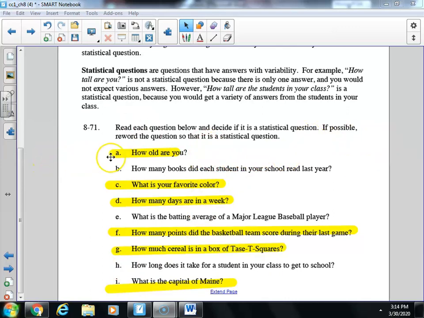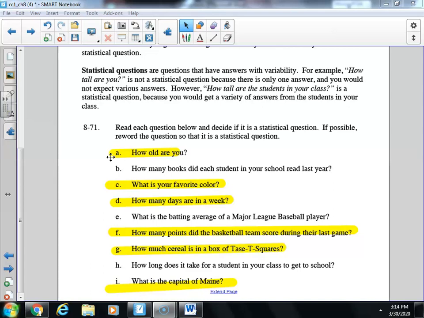For example, how old are you? Okay, if I ask you how old you are, you're going to tell me how old you are. But if we say, how old are the students in your school? Or how old are the students in your class? Or how old are the people in your family? That's going to elicit different responses that are not the same.